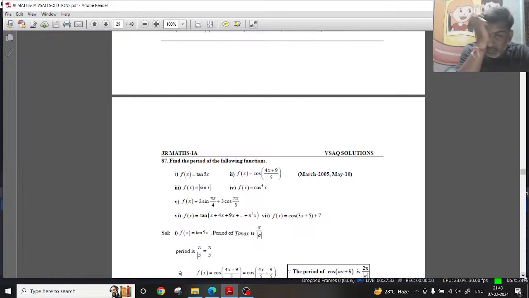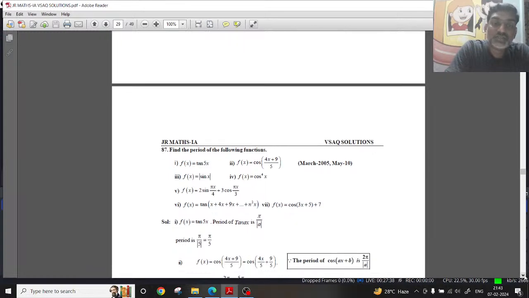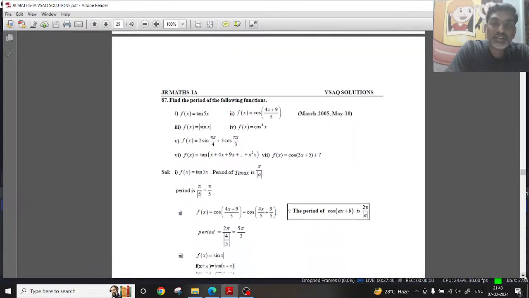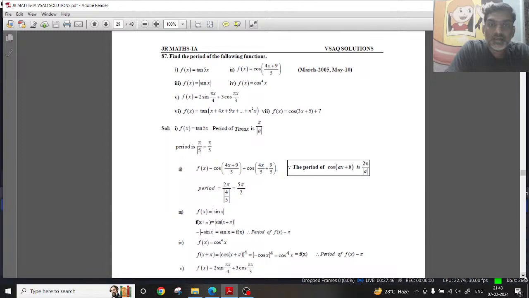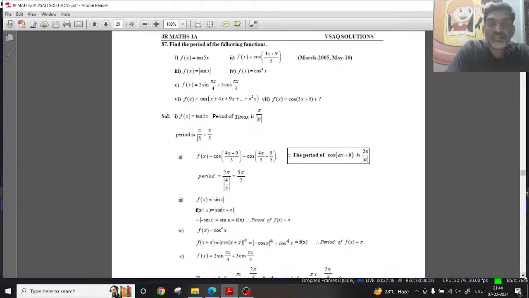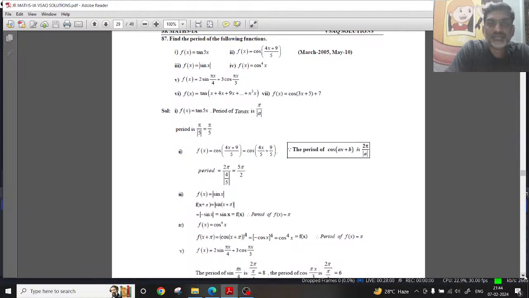Find the period of the following functions. Okay, learn the period of the trigonometric functions also. What is the period of sine, cos, tan? Here question number 1, f of x equal to tan 5x. What is the period of tan ax? Pi over modulus of a. So tan 5x is pi over mod 5.